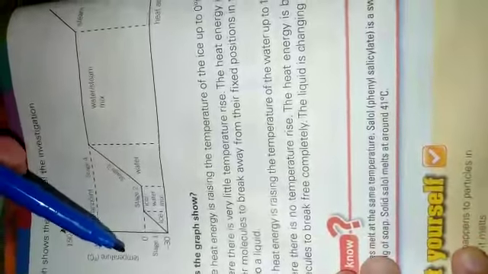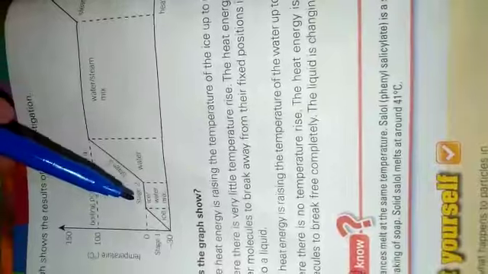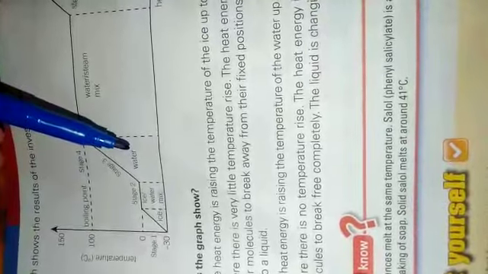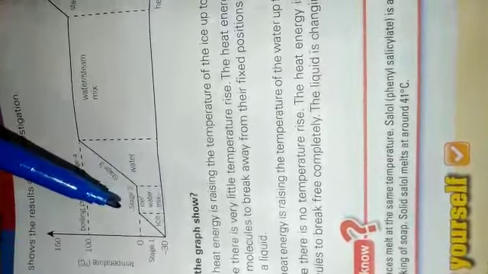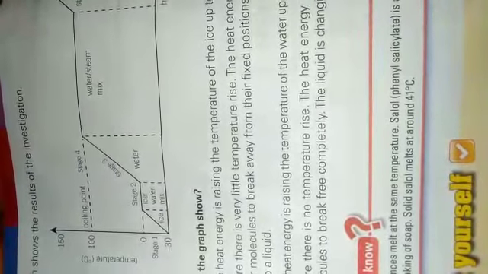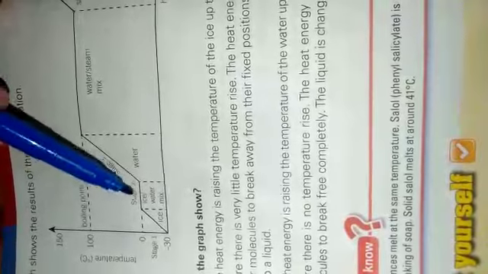When the temperature of the ice reaches 0 degrees Celsius, the ice water mixture remains at this temperature until all the ice melts and we get water at 0 degrees Celsius. There is no rise in temperature because the heat energy is being used to allow the water molecules to break free from their fixed position in the ice. The solid is turning into liquid.